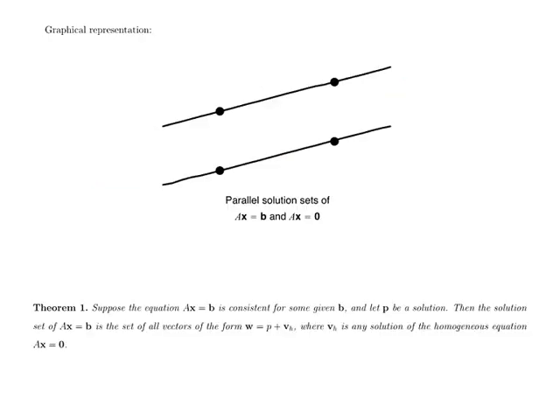So again, let's think about the graphical representation here, and let's think about this theorem down here. Let's do the theorem first, and we'll come back to this graph. Suppose the equation Ax equals b is consistent for some given b, and let p be a solution, a particular solution, hence why it's called p. Then the solution set of Ax equals b is the set of all vectors of the form w equals p plus vh, where vh is any solution of the homogeneous equation.